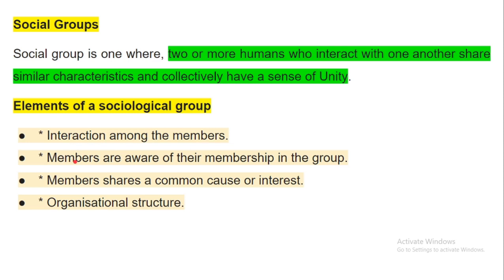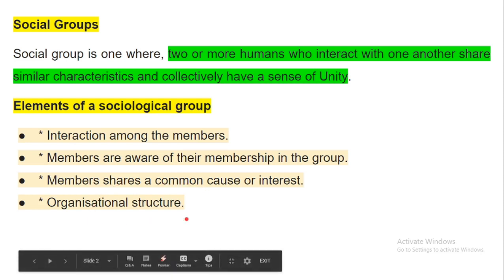Now second, members are aware of their membership in the group. So they are aware that they are members of that group, and they are aware of the other members of that particular group. And then third, the members share a common cause or interest. So all the members have common reasons for being members of this group, and a common interest also. And this group also has an organizational structure. So these are the four elements of a sociological group.